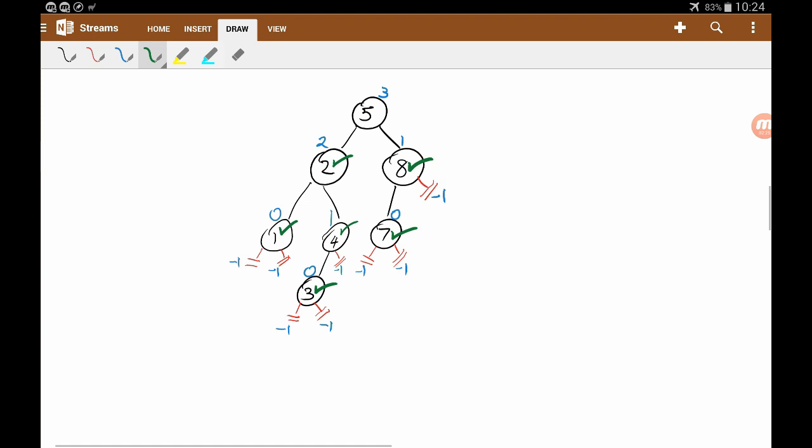Finally, if we look at node number 5, then we see that the left child has a height of 2, the right child has a height of 1, and so the difference between them is 1, and so that is also balanced. So in this case, this is an AVL tree because the AVL property holds throughout the entire tree. It holds for every single node.